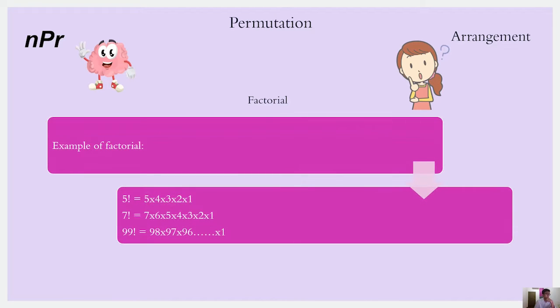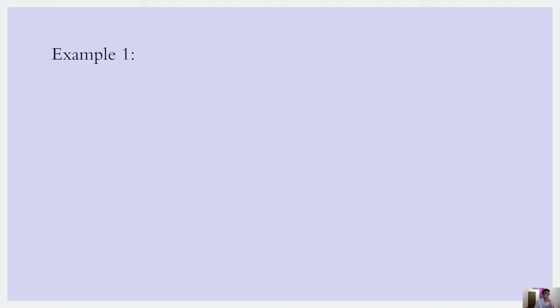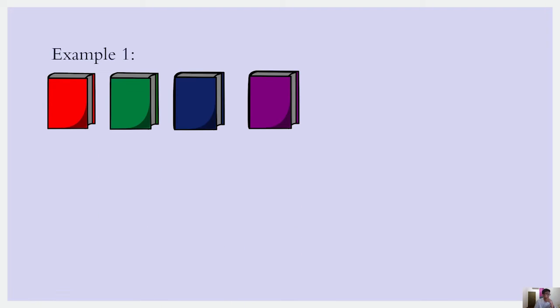So this is an example of factorial. 5 factorial equals 5 multiplied by 4 multiplied by 3 multiplied by 2 multiplied by 1. Below are the 7 factorial example and the 99 factorial example. I will explain permutation with 2 examples. So this is the first example.